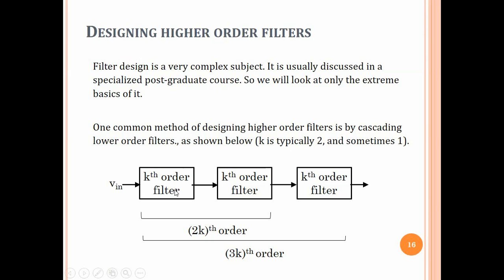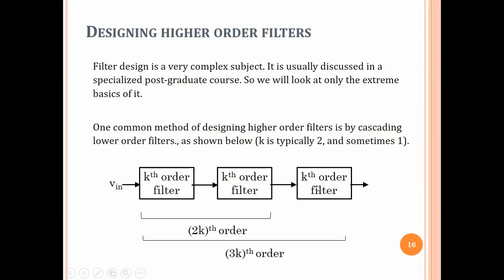So what one does is connect the output of the second order filter to another second order filter, and the output of that filter to another second order filter, and this complete chain then forms a 2 times 3, so a 6th order filter. And if I have only 2, that will be a 4th order filter with K equal to 2.